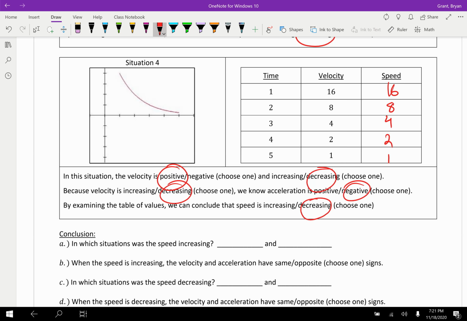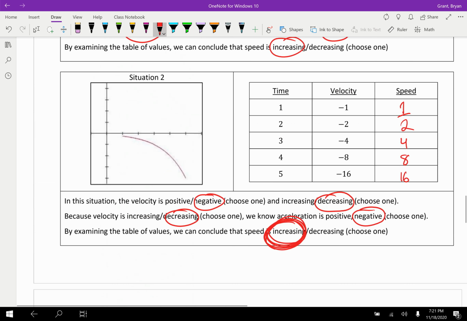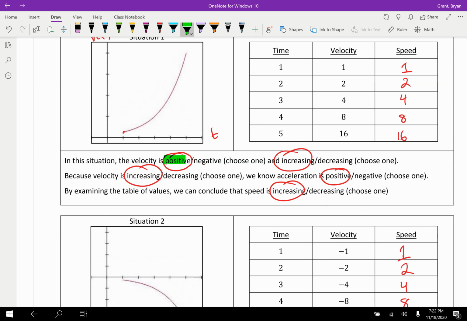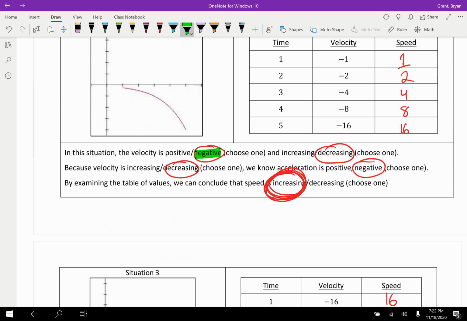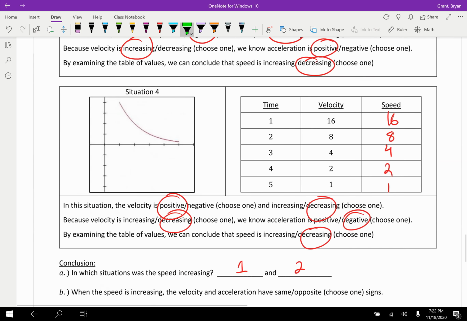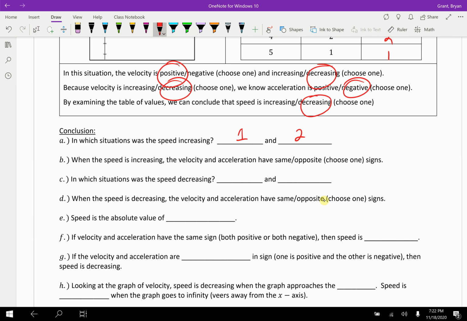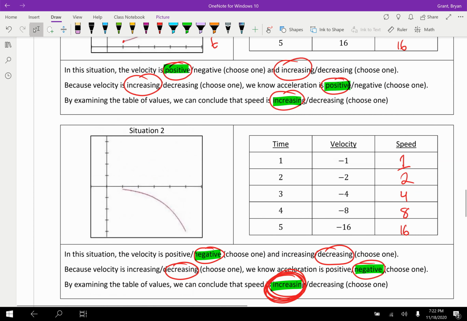So in which situations was the speed increasing? Those are situations 1 and 2. When the speed is increasing, what do we know about the signs of velocity and acceleration? Well, looking up here, velocity was positive and acceleration was positive for increasing speed. Down here, velocity is negative and acceleration is negative, and that also resulted in increasing speed. And so I think we might be able to conclude that when speed is increasing, the velocity and acceleration have to have the same signs. And this to me makes logical sense.